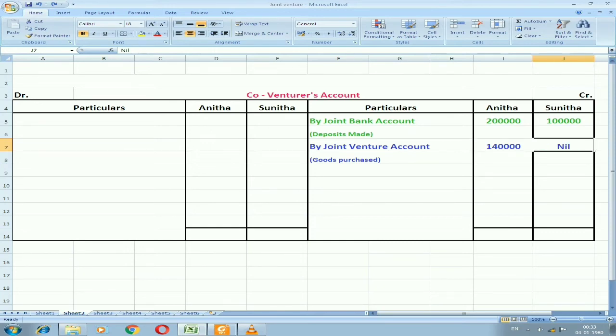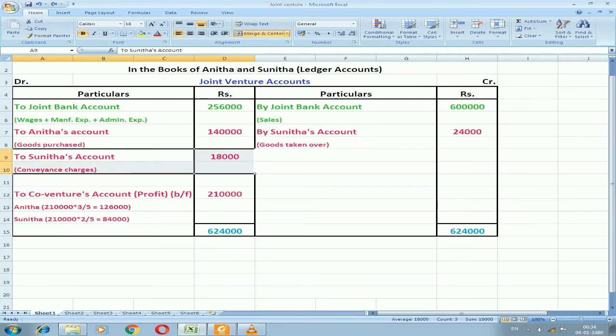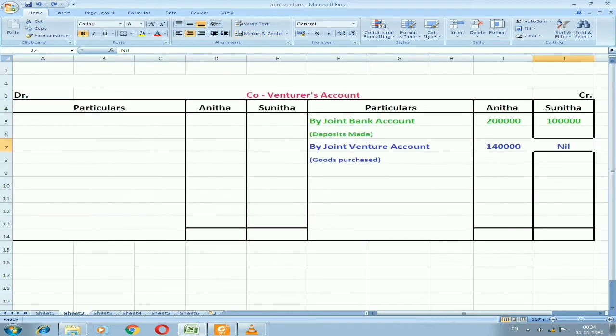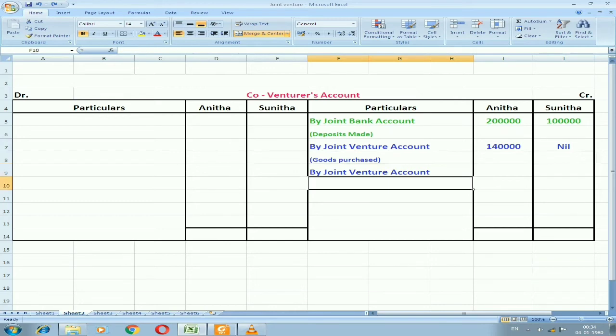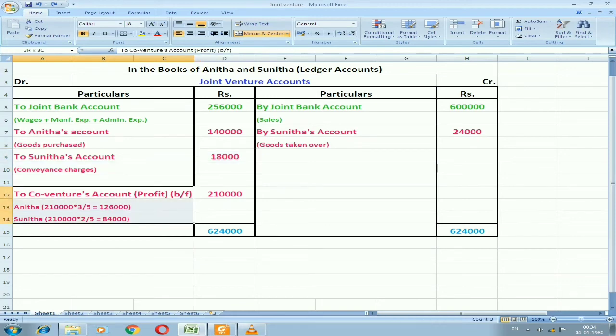Then let us see what other entry there is under the joint venture account. We have one more related to a co-venturer, that is "to Sunita's account", spent on conveyance charges, 18,000. As we can see, it is "to", so we can record that in "by", that is on the credit side of the co-venturer's account. So let us record it in the name of "by joint venture account". The reason is conveyance charges, done by Sunita. So in Sunita's column, we are supposed to record 18,000, and in Anita's column it will be nil. These two we can club together, but instead we can make them separately.